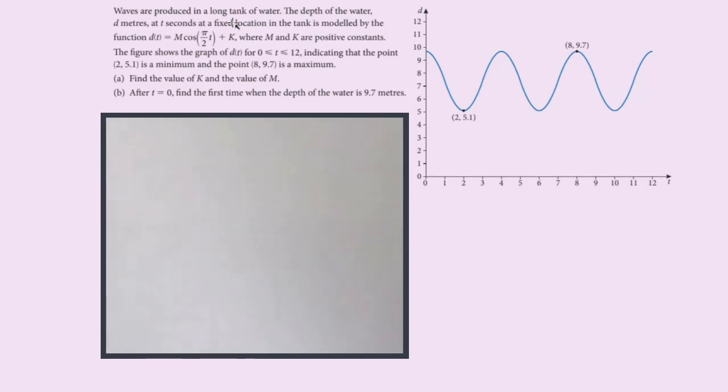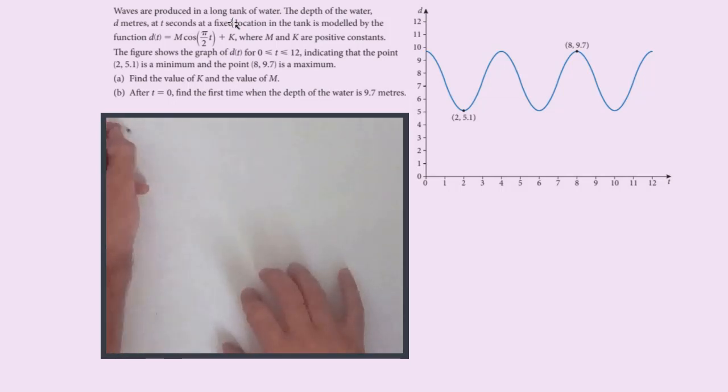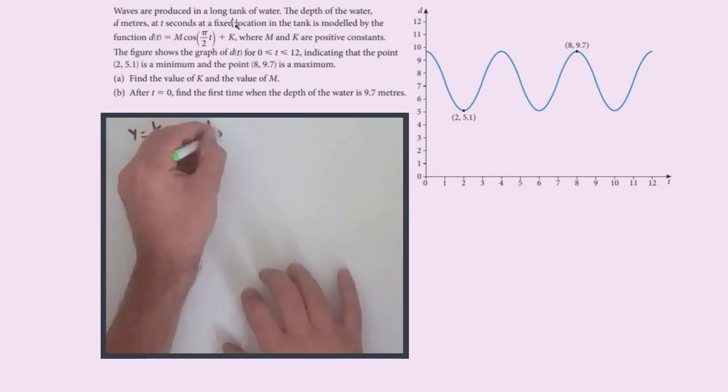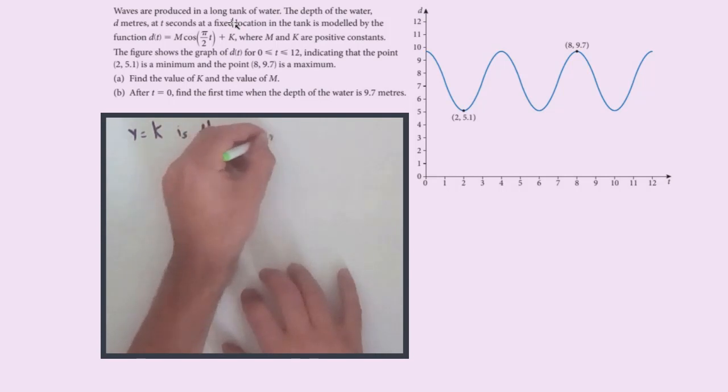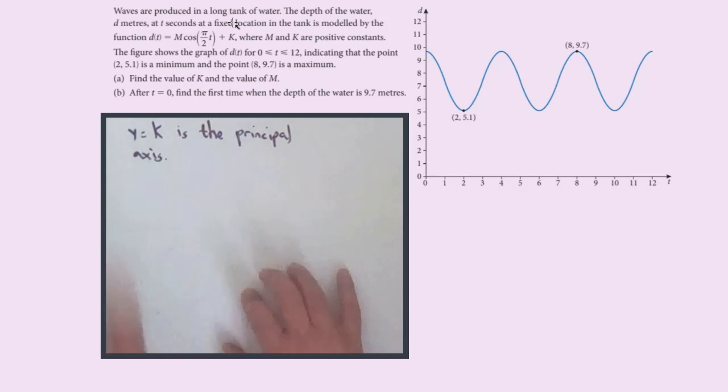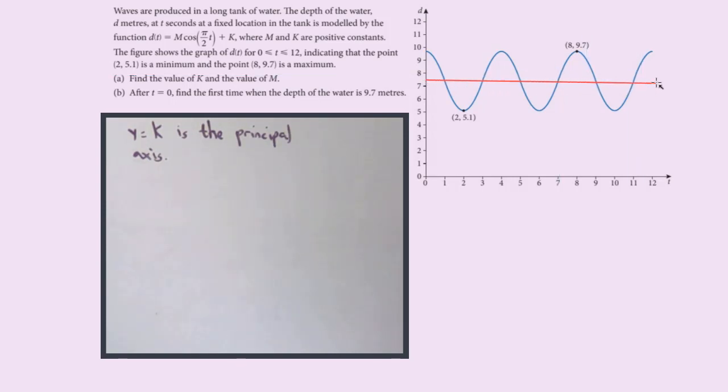So the line y equals k is the principal axis. What that means is it's the line that cuts the graph in half. So I'm going to try and draw the principal axis. It looks something like that, so it splits it completely in half. So that is the line y equals k.